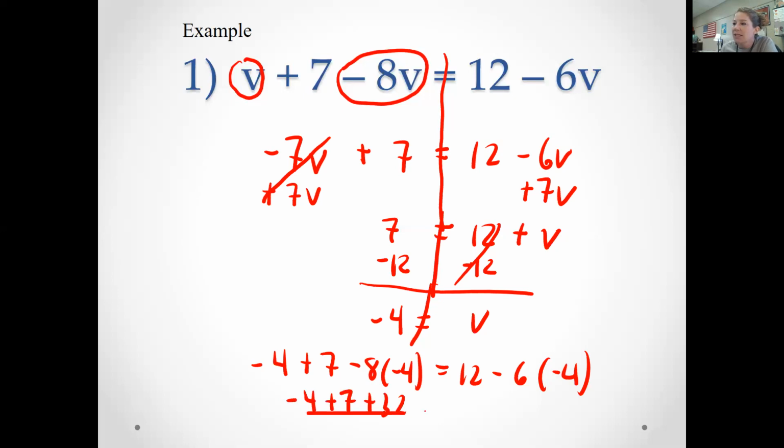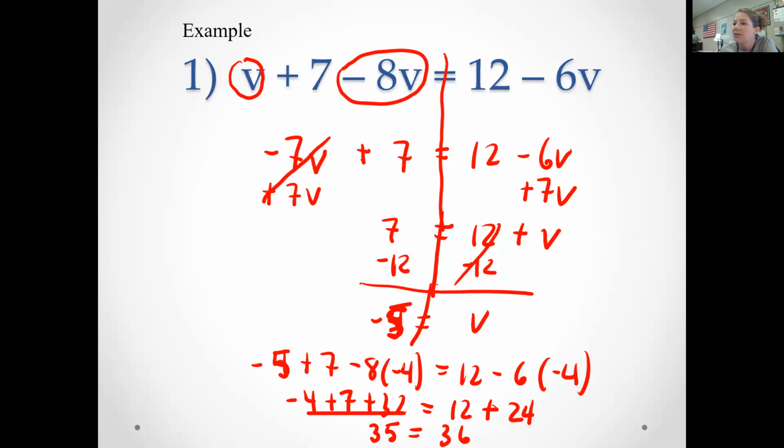Plus 32 is equal to 12. And then negative 6 times negative 4 is positive 24. So what would this be? 39 minus 4 is 35. Uh-oh, did I mess up? What'd I do? Oh, it's 5, you guys. I'm so sorry. It's 5. It's not 4. It's 5.